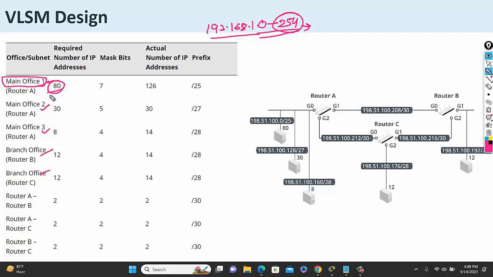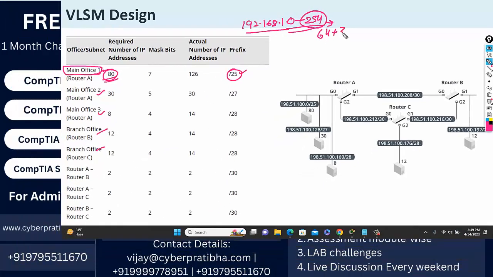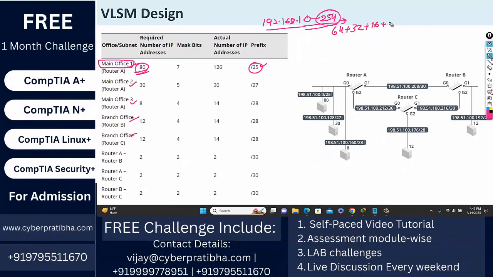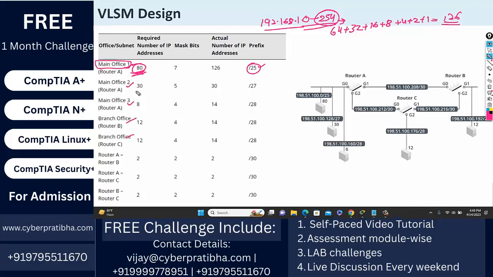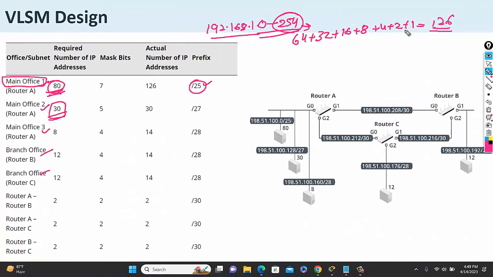We need 80. So what I will do is use one address as a network address, /25. /25 you already know, when /25 is used, 7 bits are left: 64 plus 32 plus 16 plus 8 plus 4 plus 2 plus 1, the total number is 126. Yes, it can be used for the 80. For the smaller offices, 30 computers are needed.